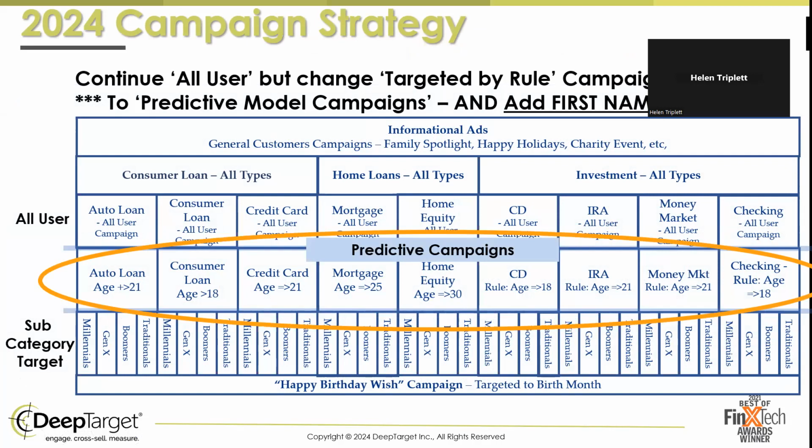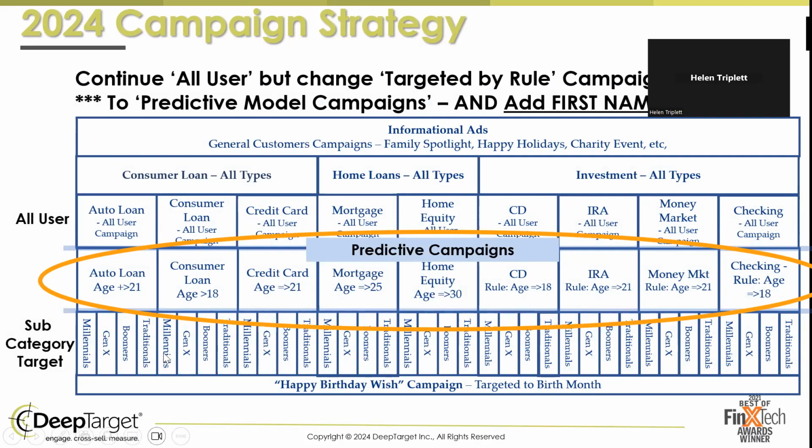Yeah, this is just another view of what we just talked about. This looks like a campaign framework where you have all users at the top, and then you drill down into different types of targeting you want to do. What we have circled here in orange are the category level ones, where it's just age and just the high level category. Those are the ones you might want to use for your predictive model. You may also want to drill down even further into the subcategory target.